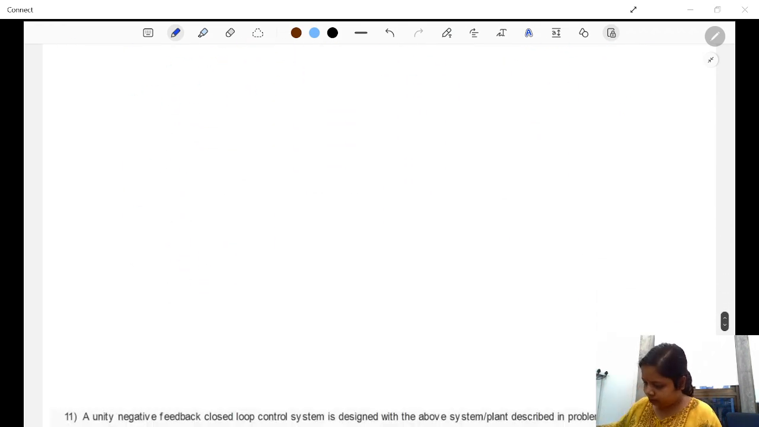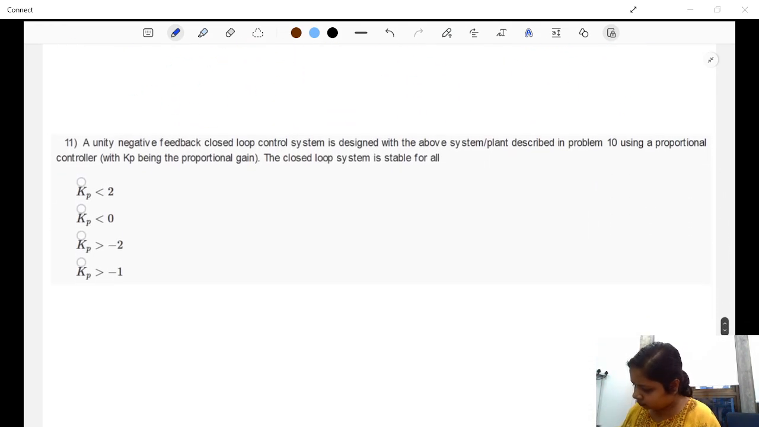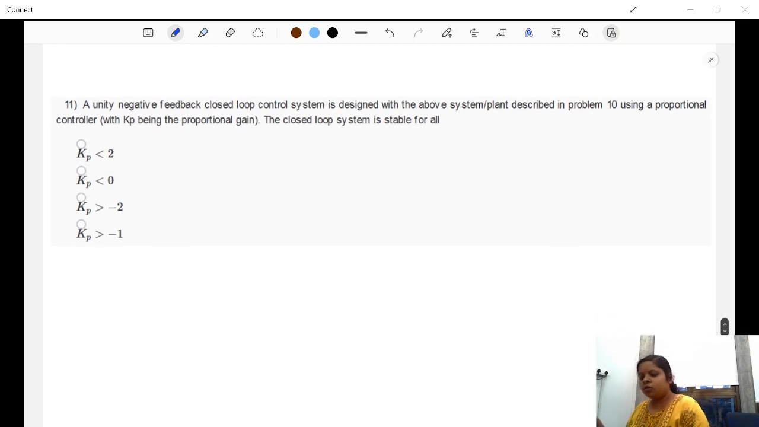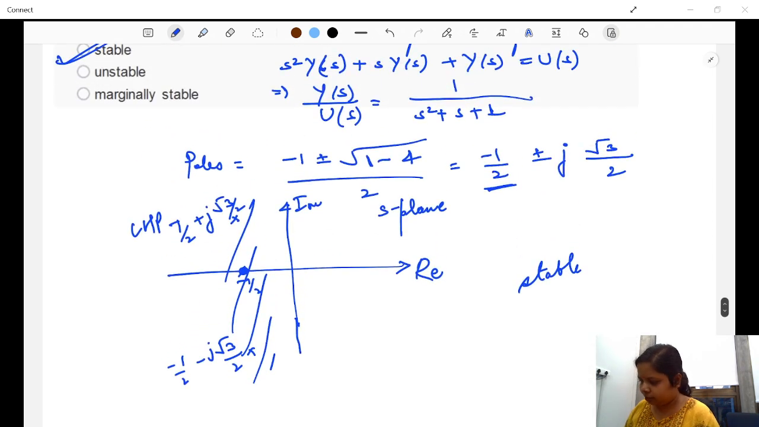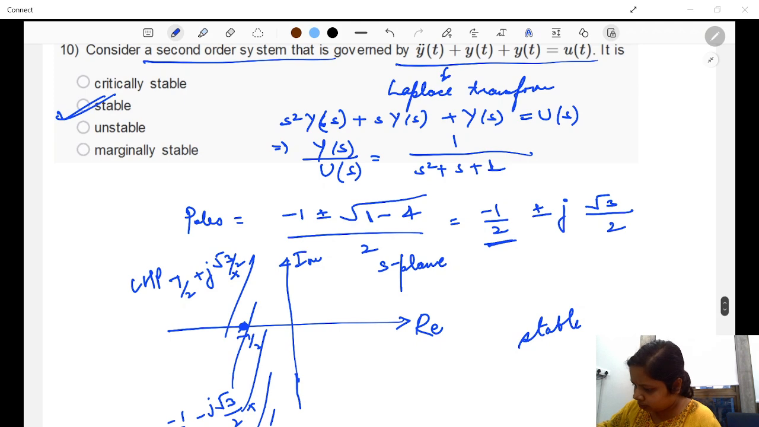Now what we'll do is, okay, so this is already given to you. Okay, that yeah, the system is stable and you had the transfer function as this one. I'll copy this transfer function.